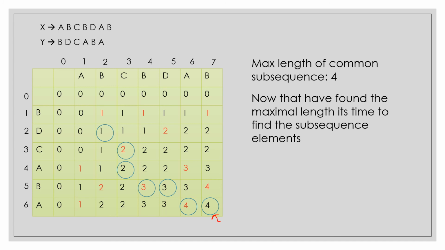And this 1 was obtained by taking the maximum of 0 and 1, so we move in the upward direction. And this 1 was obtained by adding 1 to its diagonal element, which is 0 plus 1. So we move to that diagonal element, right? So we have made a path which we have to follow, and in the next step I will teach you how to extract the elements of that subsequence, right?